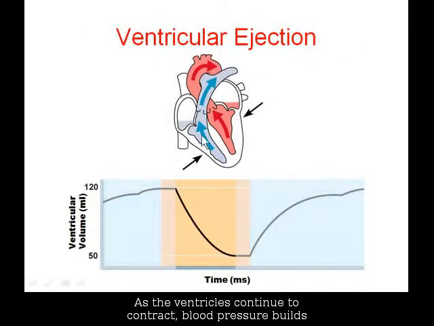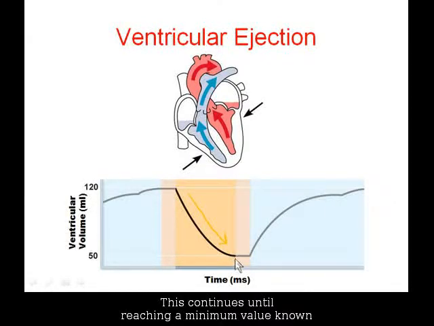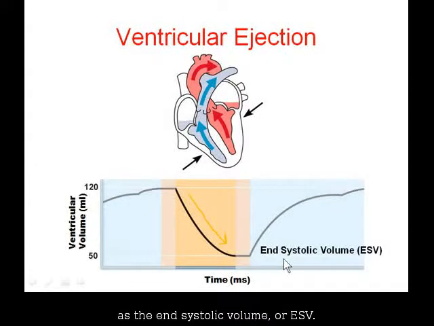As the ventricles continue to contract, blood pressure builds and forces the semilunar valves open. Blood rushes from the ventricles into the pulmonary trunk and aorta. This phase is called ventricular ejection. As blood leaves the ventricle, the ventricular volume decreases. This continues until reaching a minimum value known as the end systolic volume, or ESV.